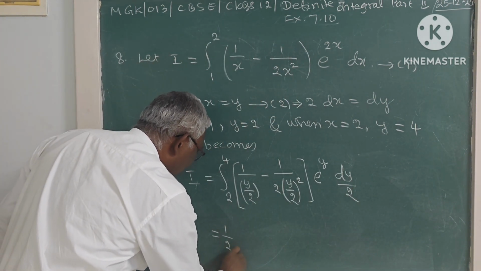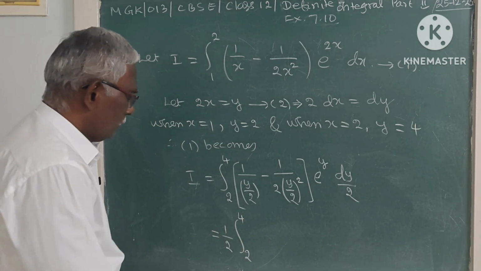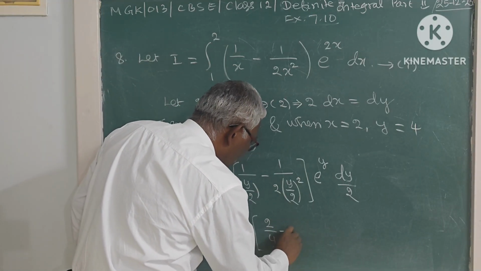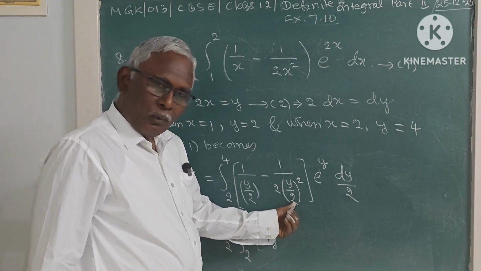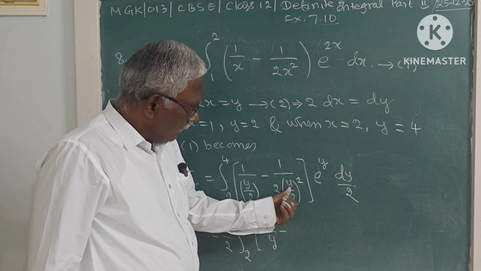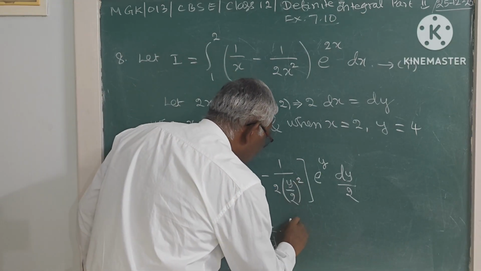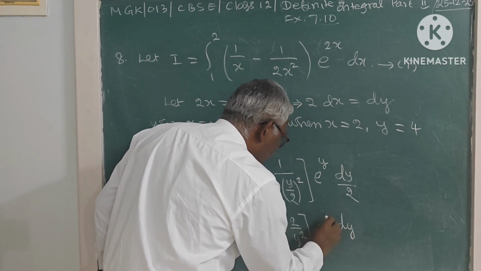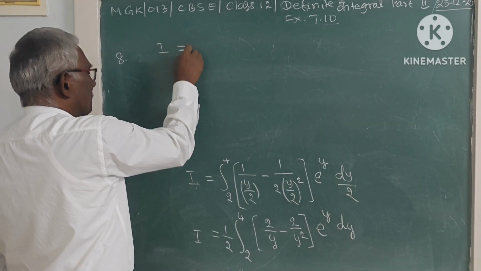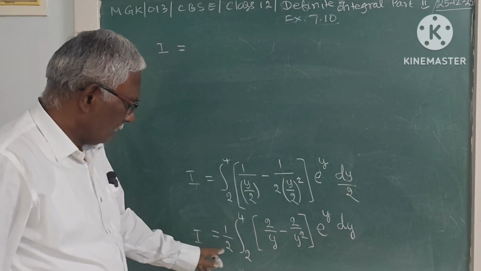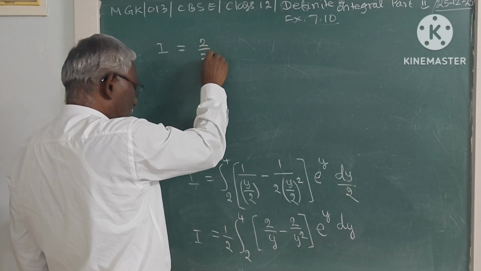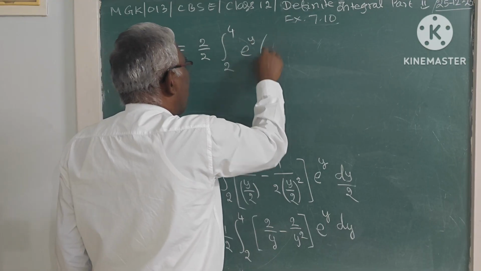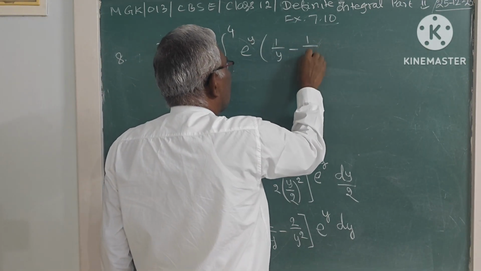Now we will take the 2 outside, integral 2 to 4. This we can write as 2 by y minus, this is y square by 4, so 2 times y square by 4, so y square by 2. So it will become 2 by y square, e power y dy. I is equal to, this 2 will take outside. So 2 by 2 equal to 1. So 2 by 4 times e power y into 1 by y minus 1 by y square dy.